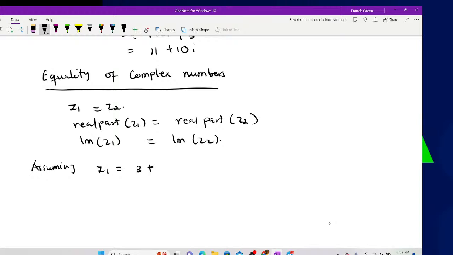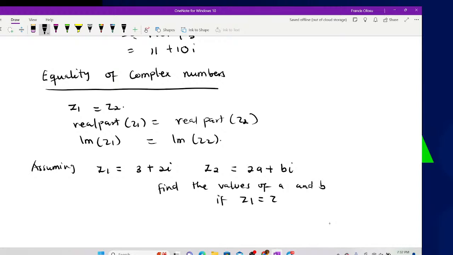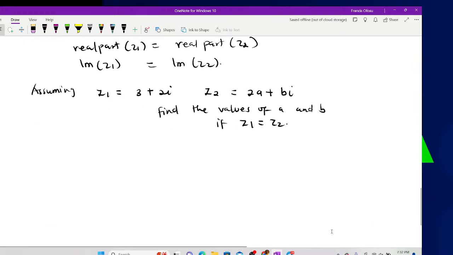Let z1 be 3 plus 2i, and z2 be equal to 2a plus bi. Find the values of a and b if z1 is equal to z2. So we have this problem here. We have z1 equal to 3 plus 2i, z2 equal to 2a plus bi. We have to find the values of a and b provided z1 is equal to z2.